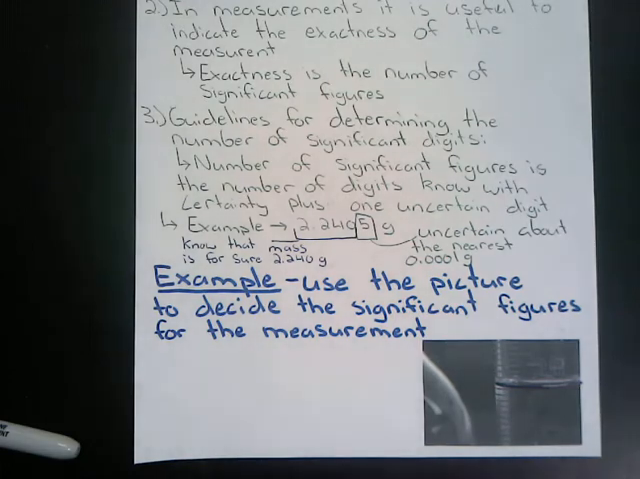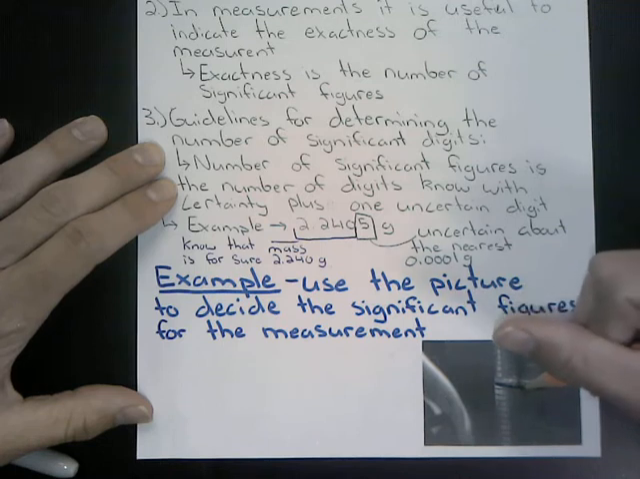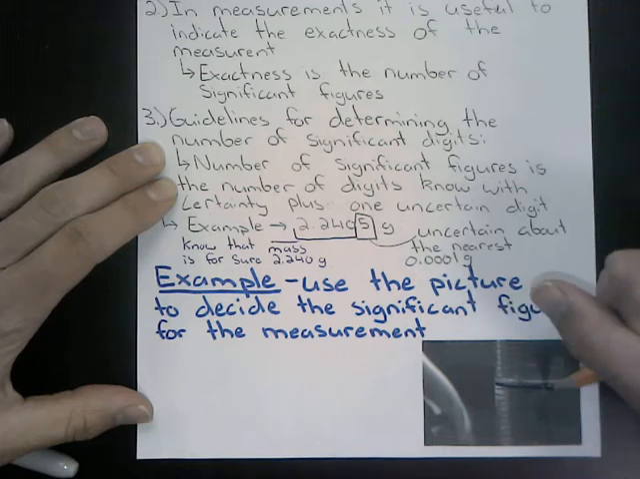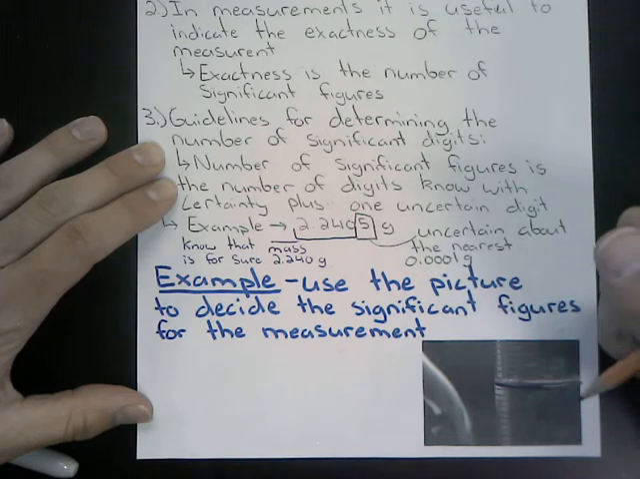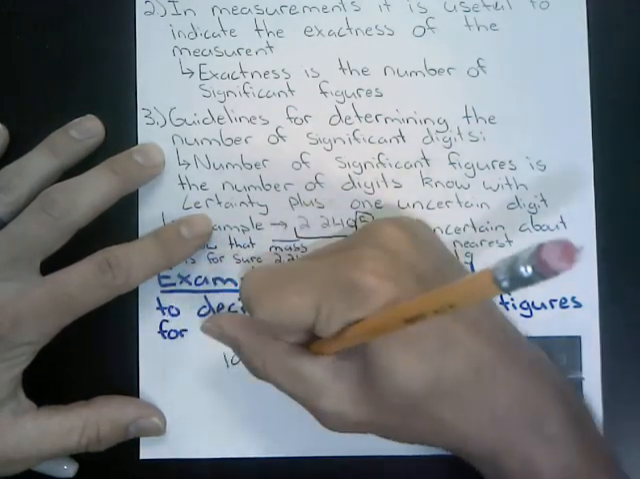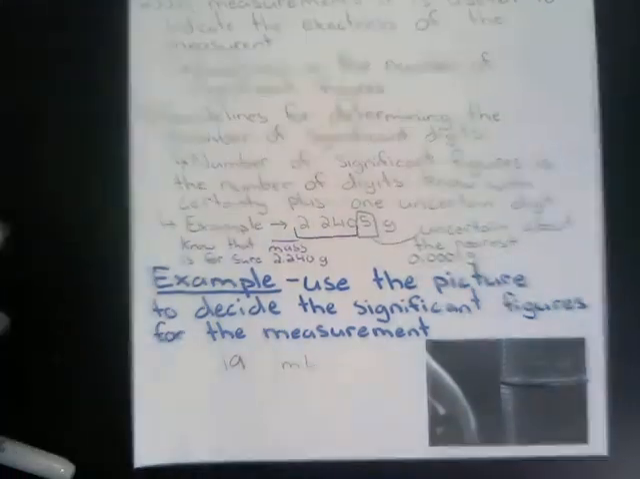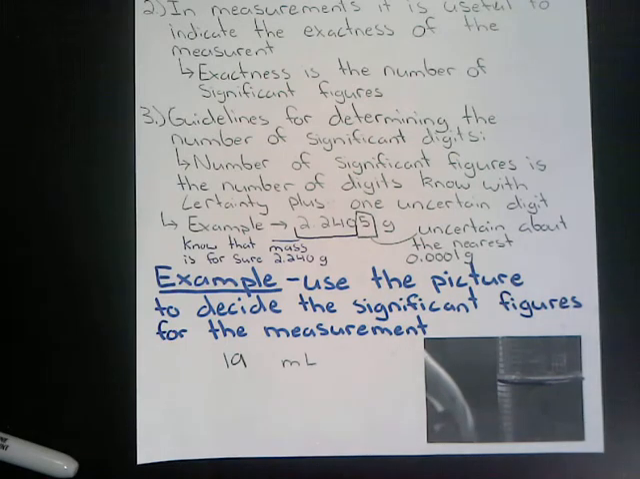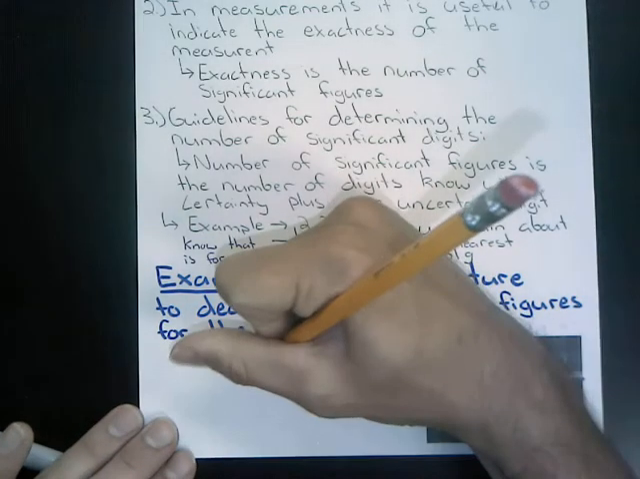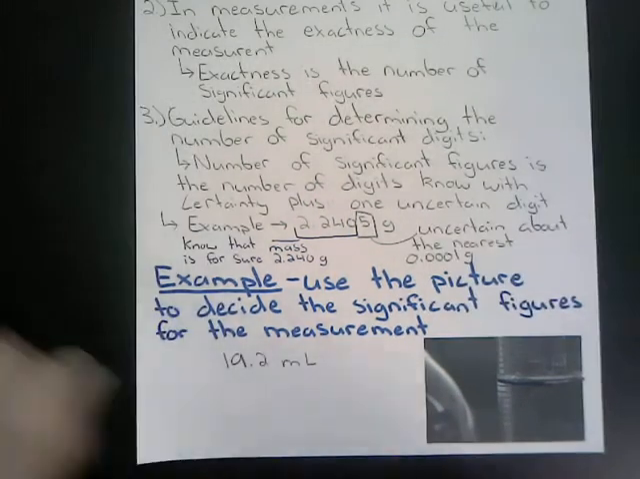And so on this particular diagram, I know for sure that it is above 19 but below 20. So because that meniscus is above 19 and below 20, I know for sure that there are 19 milliliters. And again, what I'm going to do here is estimate one digit past what I'm certain of. So I'm going to estimate this to be 19.2 milliliters.